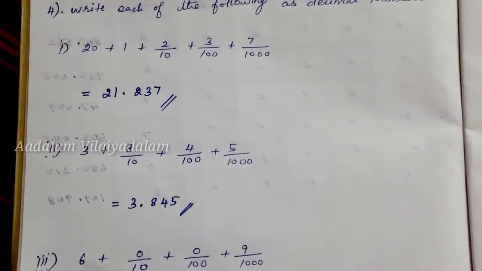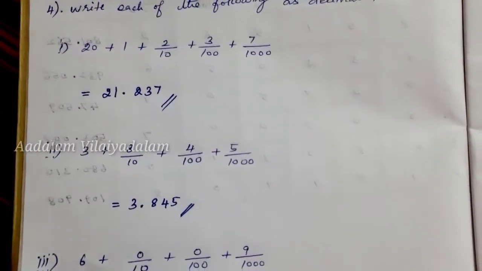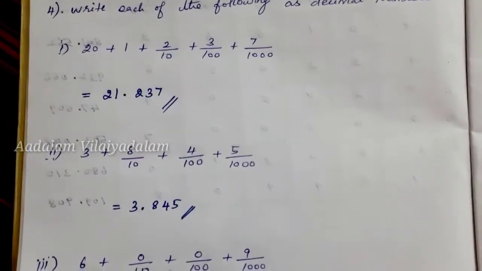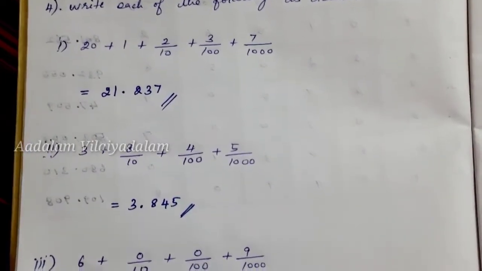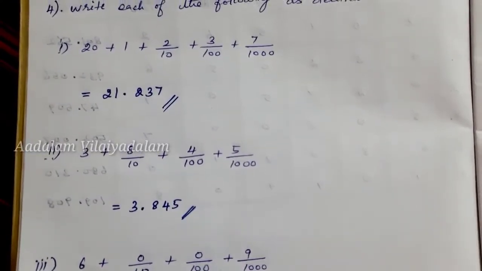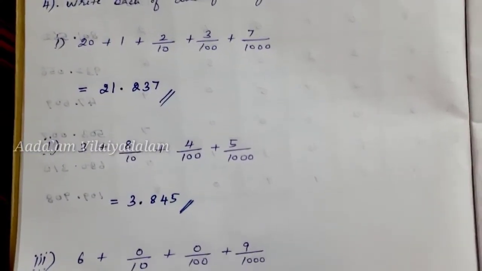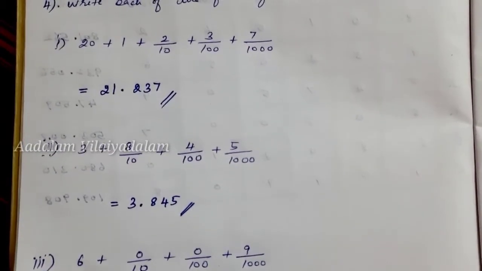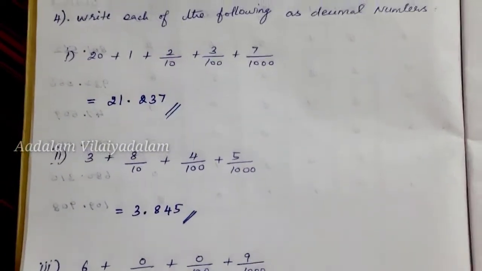For the third subdivision, only one whole part, that is 6. Then the remaining fractional parts are 0 by 10, 0 by 100, 9 by 1000, which is in the right order. Then 0, 0, 9 is the answer.